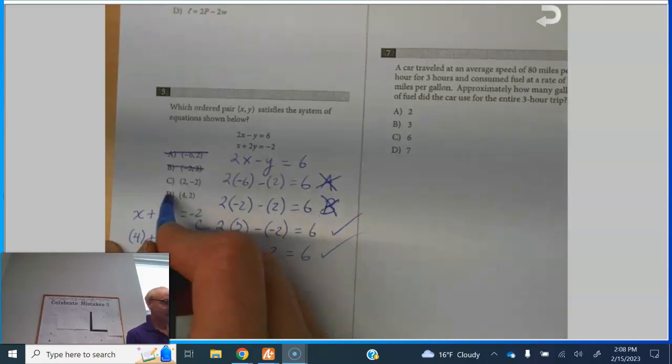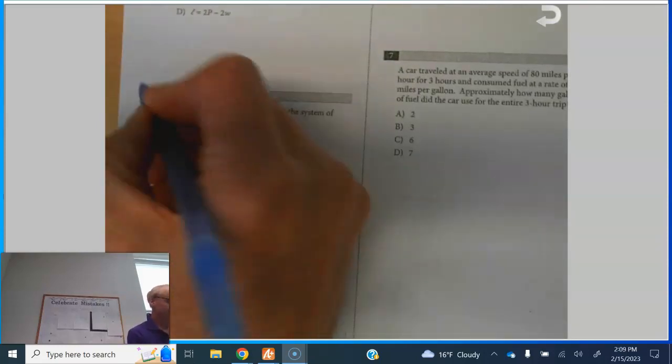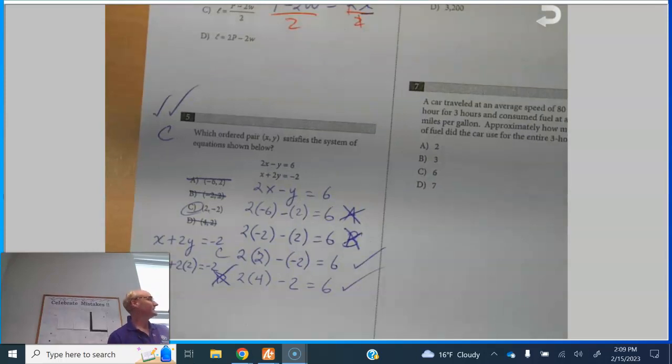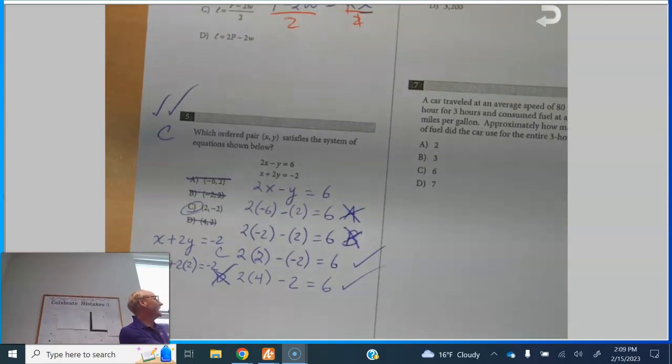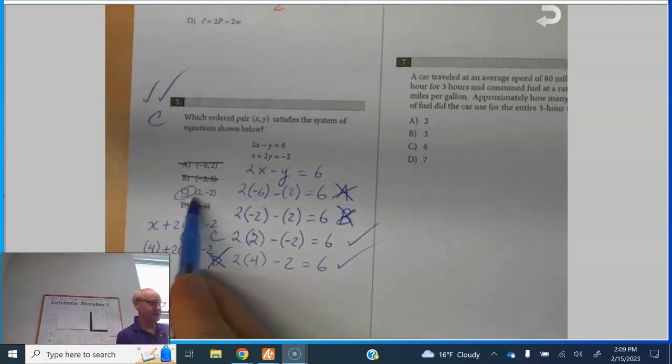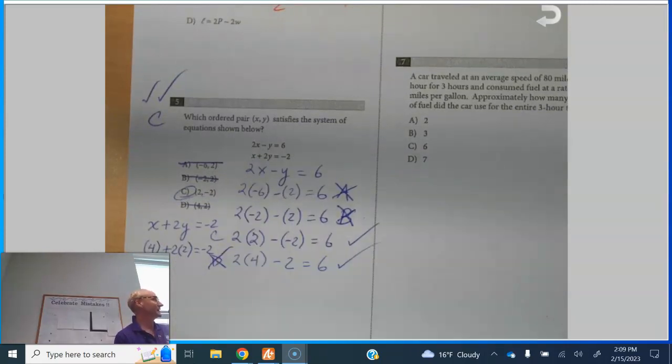Now, how sure am I? Pretty sure. I would say 2 checks worth. The only way I would put a star is if I actually put the numbers into the second equation and make sure. Got it? All right.